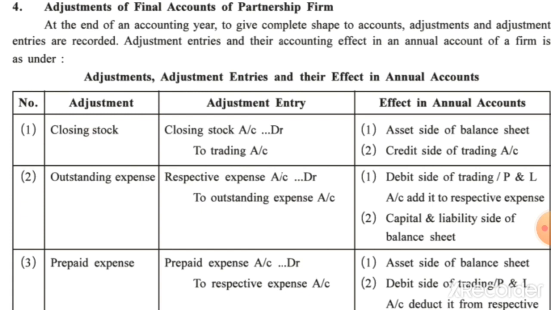Suppose salary of 11 months has been paid and for 1 month salary is outstanding, so we have to add that outstanding salary amount to the actual salary that has been paid on the debit side of P&L account, and the second effect would be on the liability side of balance sheet.